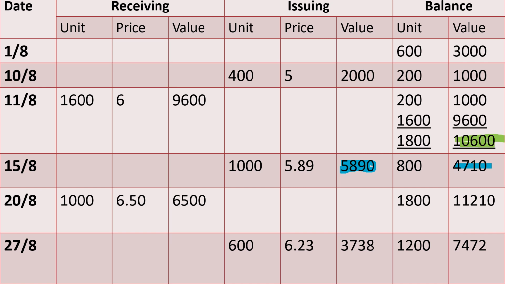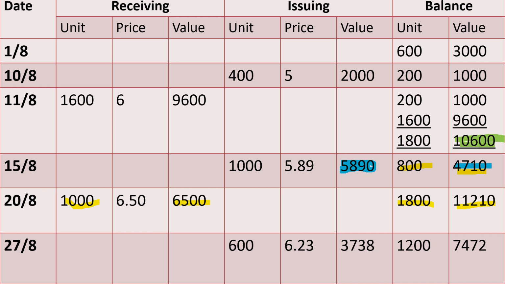So we are going to add the beginning of 800 at the same time this 1,000. Therefore, the total unit is here 1,800. Now we have to add the beginning inventory value with the purchase cost. So you will get 11,210 as the balance on 20th August.